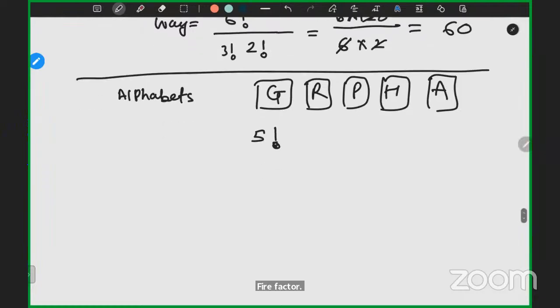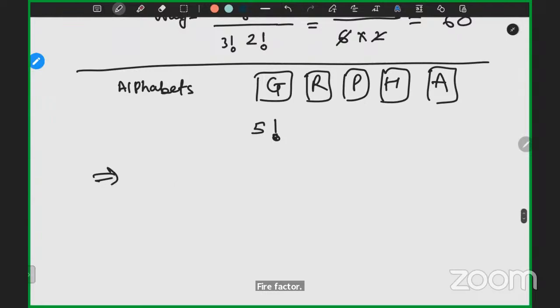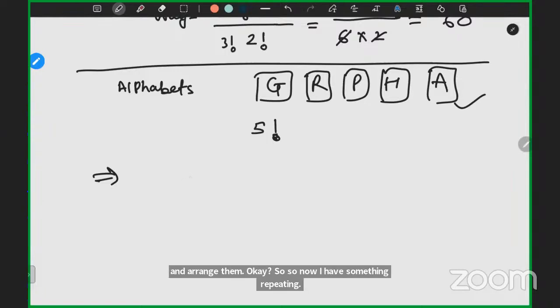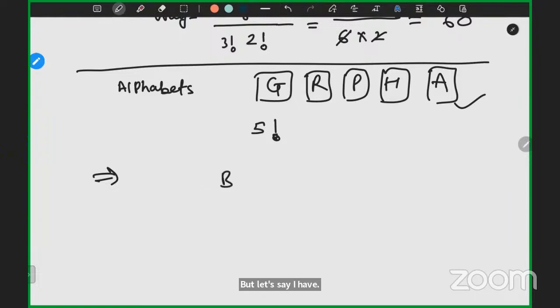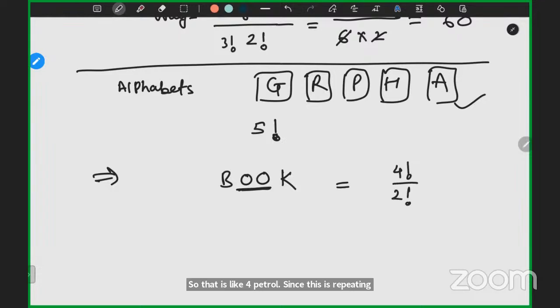Okay. Now let's say I have another. You'll come across a word like this and be asked to arrange the letters. So let's say now I have something repeating. Let's say I have the word book. Now I want to arrange the letters of this. 4 factorial by 2 factorial, since the letter is repeating, right? So I'll divide by that.